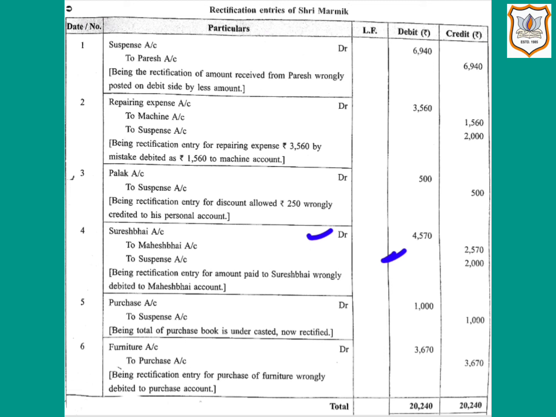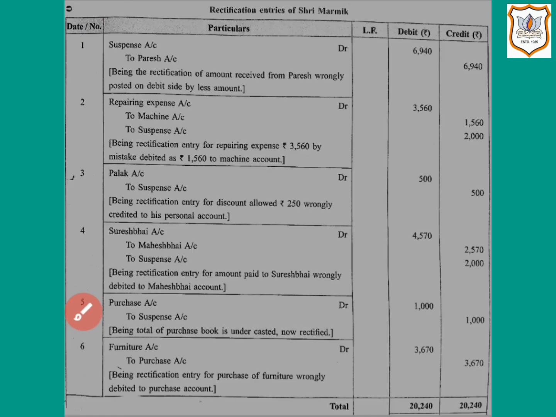So here for that suspense account will be credited by rupees 2,000, and in narration we will write being rectification entry for amount paid to Suresh Bhai wrongly debited to Mahesh Bhai's account. Now let us see the fifth one.